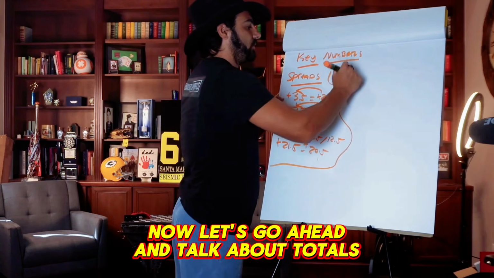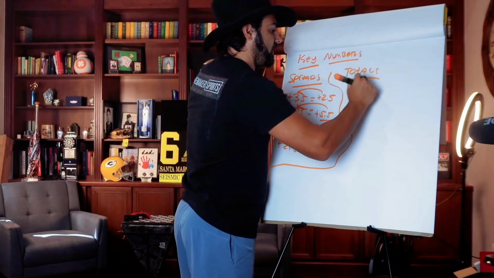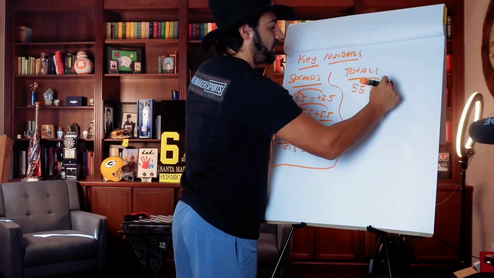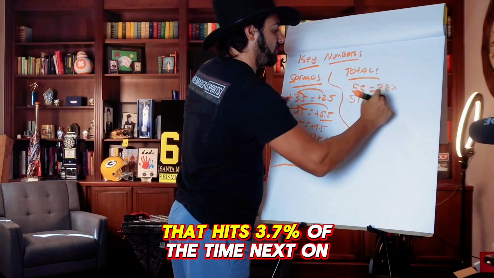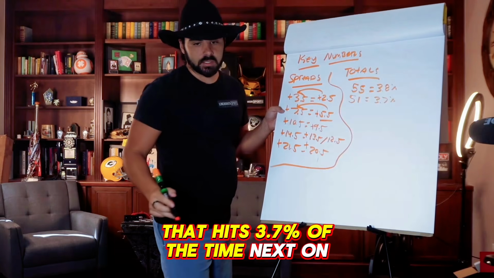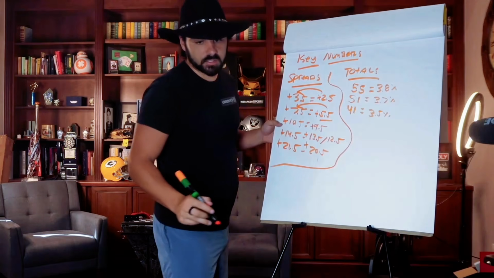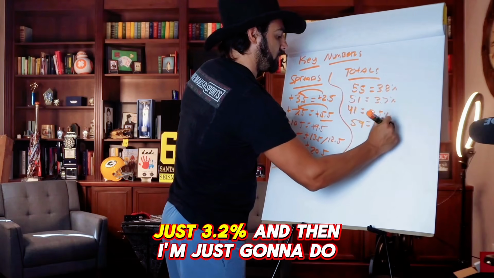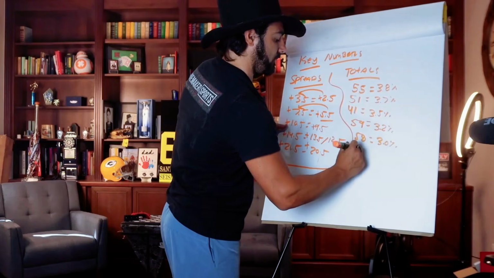Now let's go ahead and talk about totals. All right, most common totals. What's going to be first one is 55. You guys probably seen that a lot. All right, that hits 3.8% of the time. Okay, next one up on that list is going to be 51. That hits 3.7% of the time. Next on that list is going to be 41, 3.5%. Then next up there is going to be 59, which is 3.2%. And then I'm just going to do a couple here for you guys. All right, 58 and then 45.